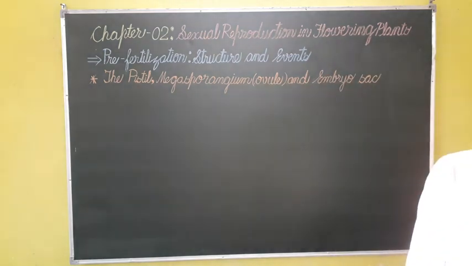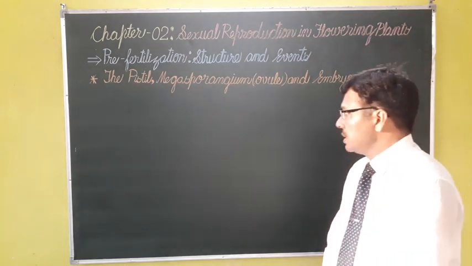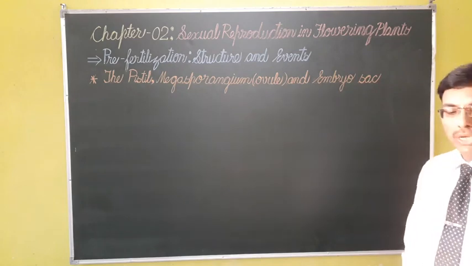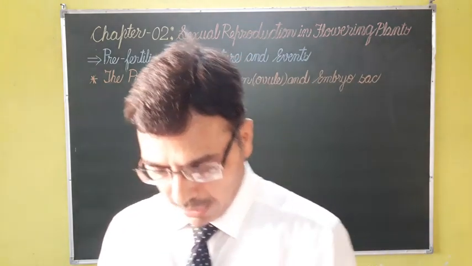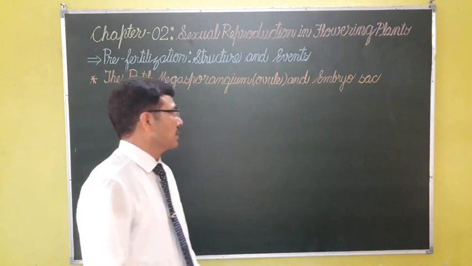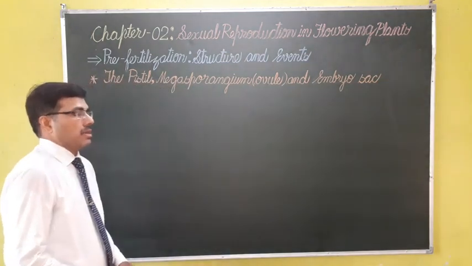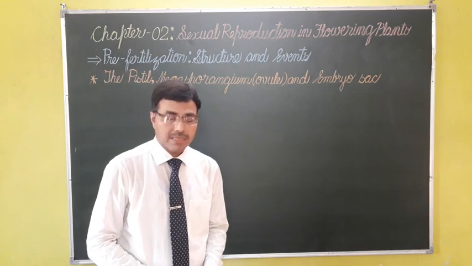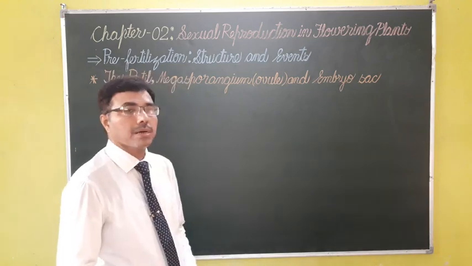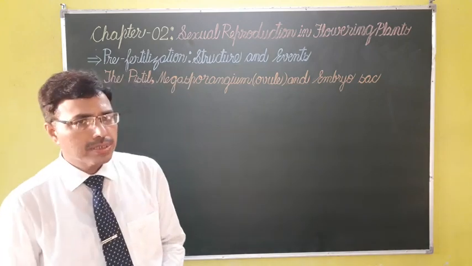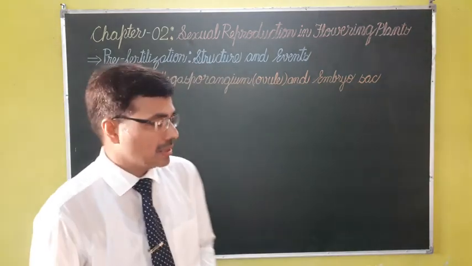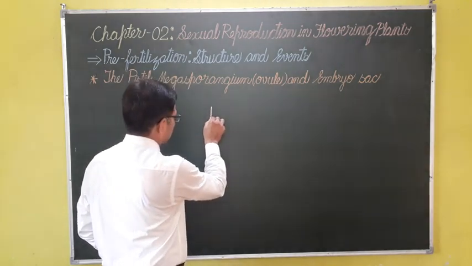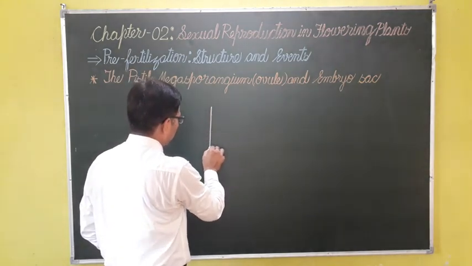So we will proceed with the pistil, megasporangium and embryo sac. Students, do you know what the female sex organ of a flower is called? Yes, it is gynoecium. And a gynoecium is made up of pistil. Here is the pistil, I am drawing it right now.